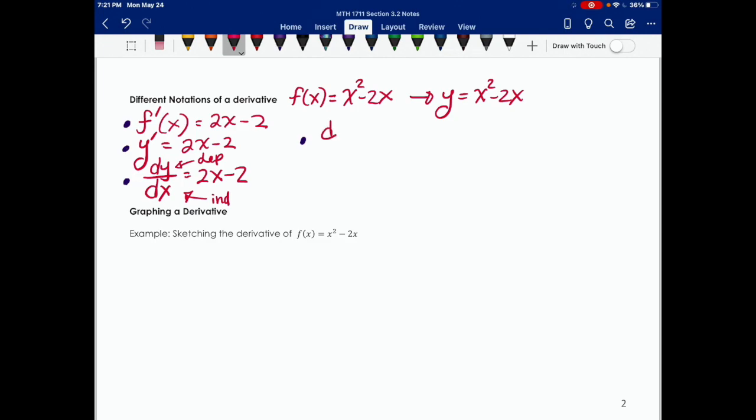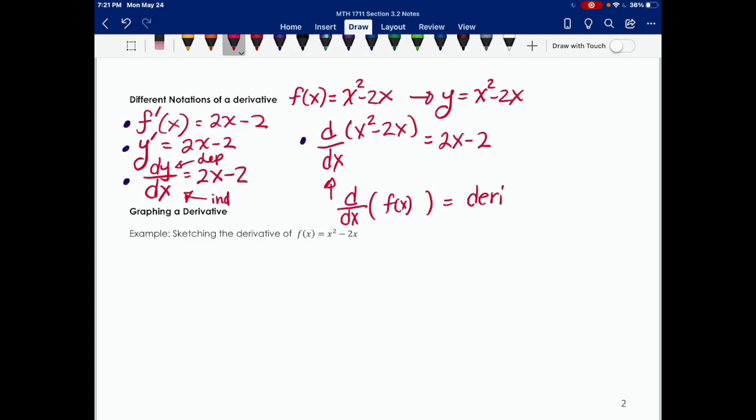Okay, let's talk about another method. We could also write it like this. The derivative of x squared minus 2x with respect to x is, and then we can actually write it as 2x minus 2. So in general, using this form, we would say d over dx, and then inside we would write the function and then state what the derivative is. There's lots of different ways to do this.